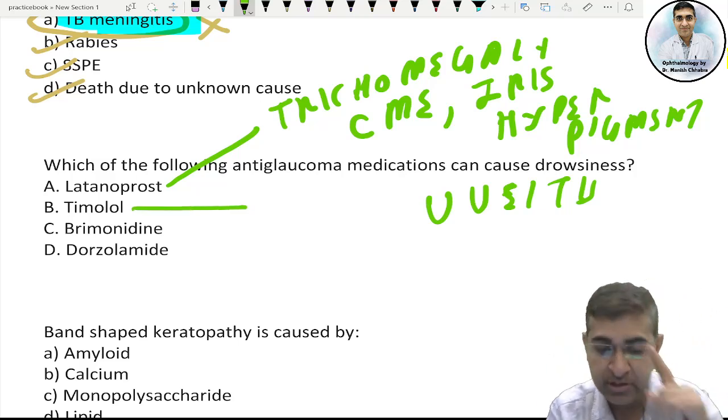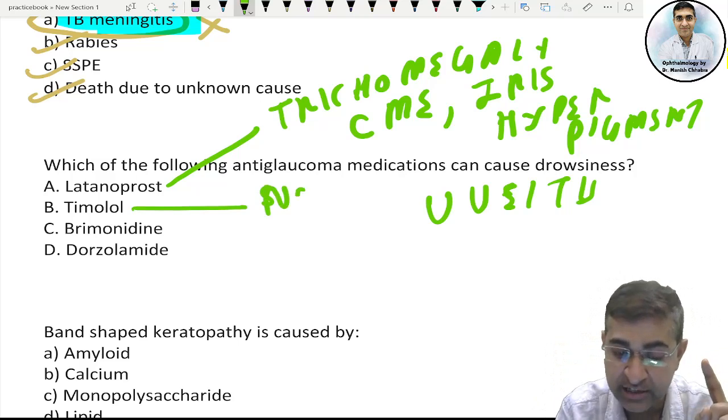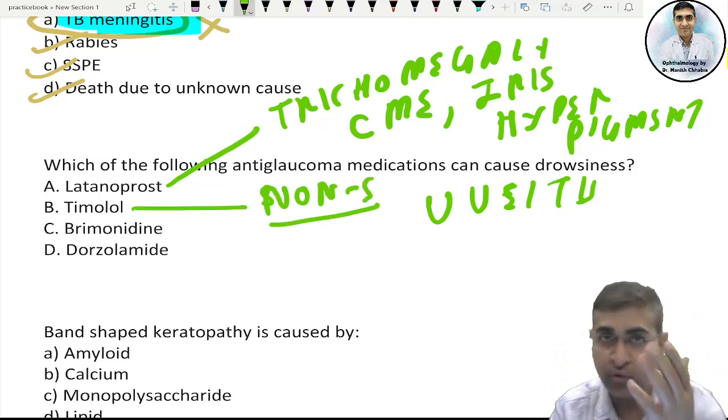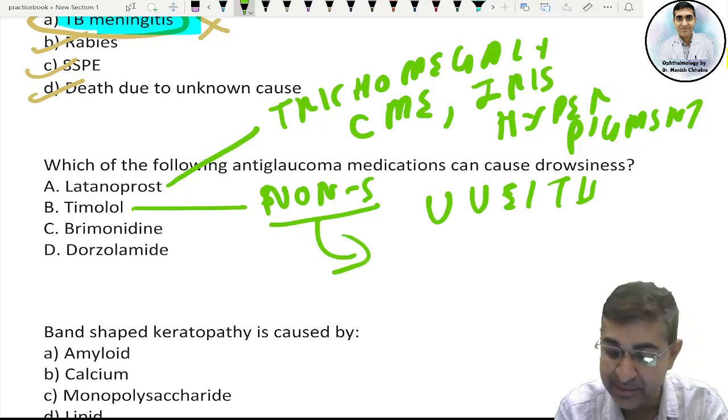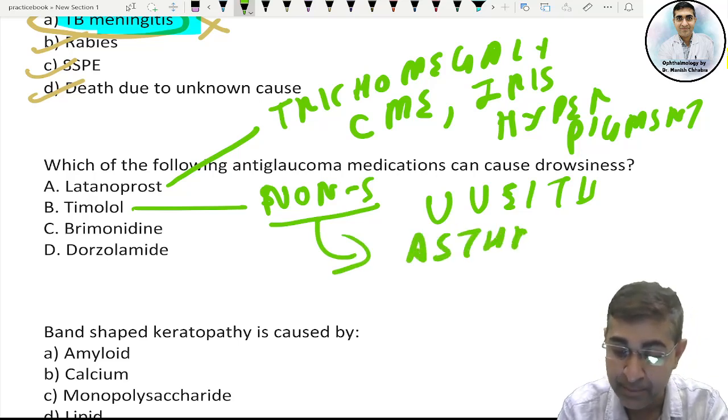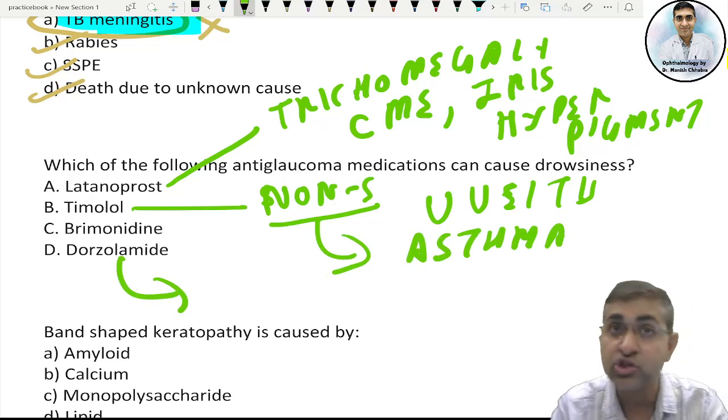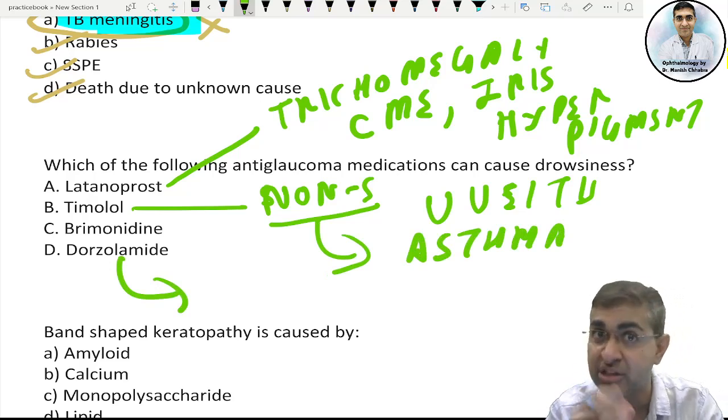Timolol, your previous year question, is a non-selective beta blocker. It can precipitate an attack of asthma. Dorzolamide can cause corneal decompensation, that is corneal edema.